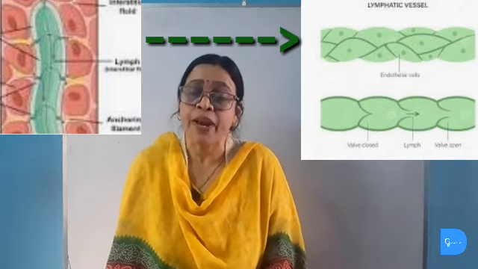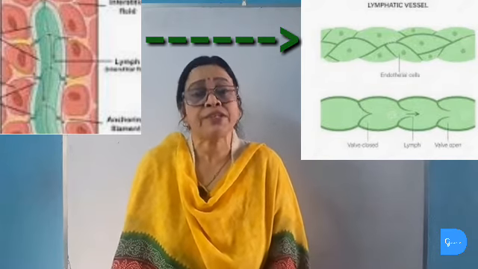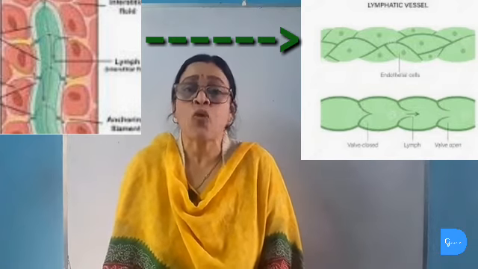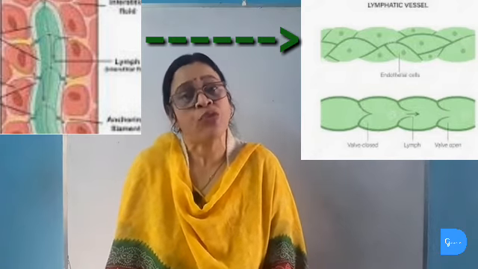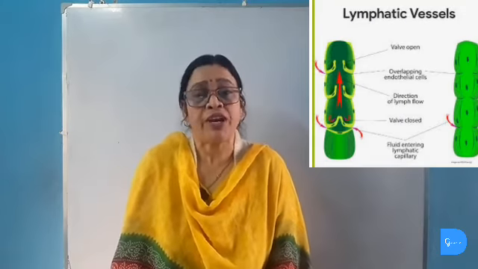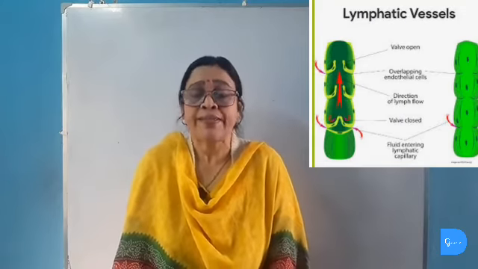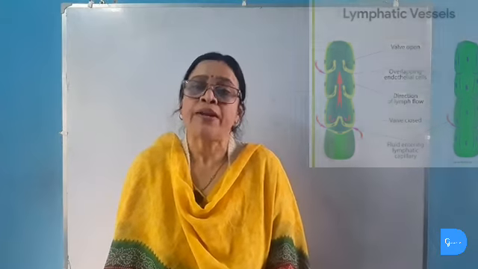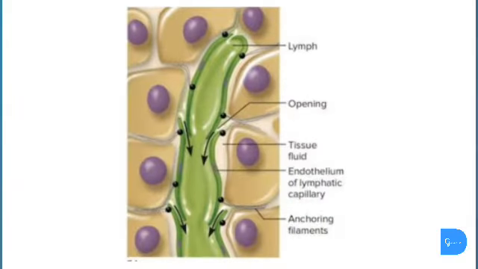When the fluid accumulates in the tissues, it creates interstitial pressure and thus pushes the overlapping flap inward, opening a gap through which fluid can flow in. Now, when the lymphatic vessel is filled with fluid, it exerts a pressure and presses the overlapping flap outward, and thus closes the opening and prevents the backflow of the fluid.